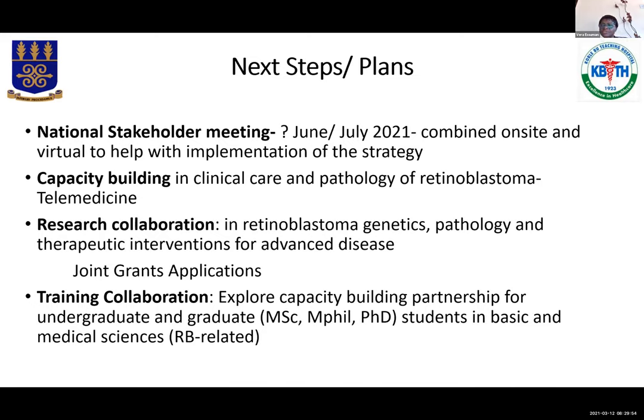Of course, last but not the least is to explore in the near future the capacity building in partnership, especially for both undergraduate and graduate levels, because I believe that now in developing countries, we have the data, we have the numbers of the patients, but we need collaboration with higher centers like UofT so that we can develop capacity for both our students, and at the same time also come up with cutting edge research that will improve the lot of our people.